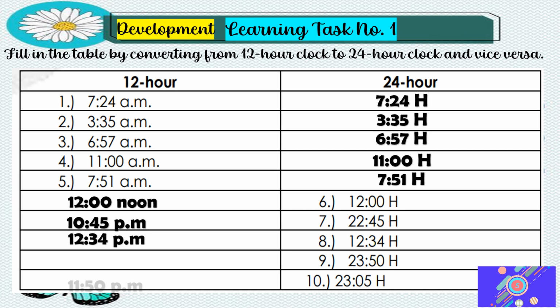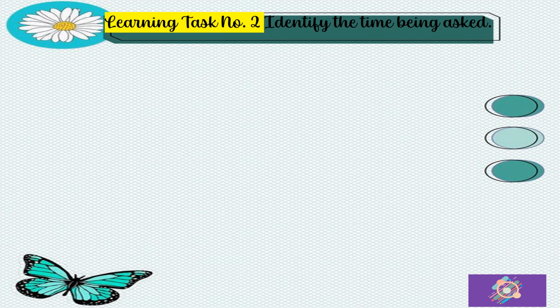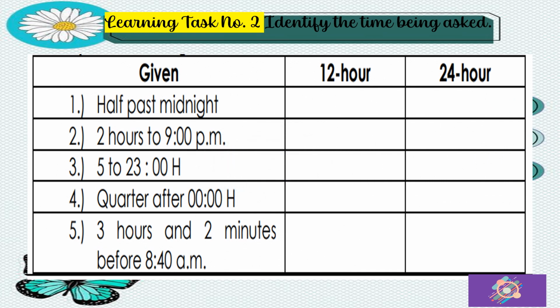equivalent in 12 hours, that is 12:34 p.m. Okay, for number 9, so equivalent to 2350 hours is 11:50 p.m. And for number 10, equivalent is 11:05 p.m. Okay, for learning task number 2, identify the time being asked. So we have the given, number 1 down to number 5, and then we have also the 12-hour and the 24-hour clock format.